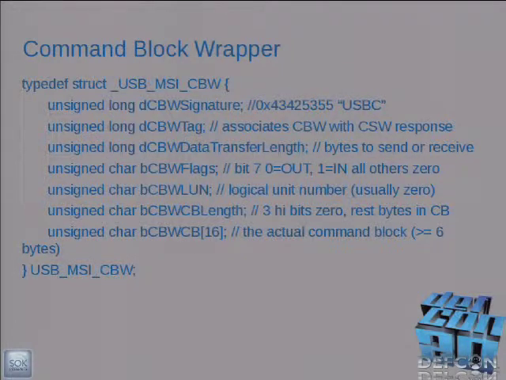And then there's a tag that associates the packet. It's like a sequence number for TCP/IP. And how long is it going to be, and some flags, etc. And then finally, a command block wrapper. You have 16 bytes in this wrapper, and real commands are going to use 6 to 16 of those.